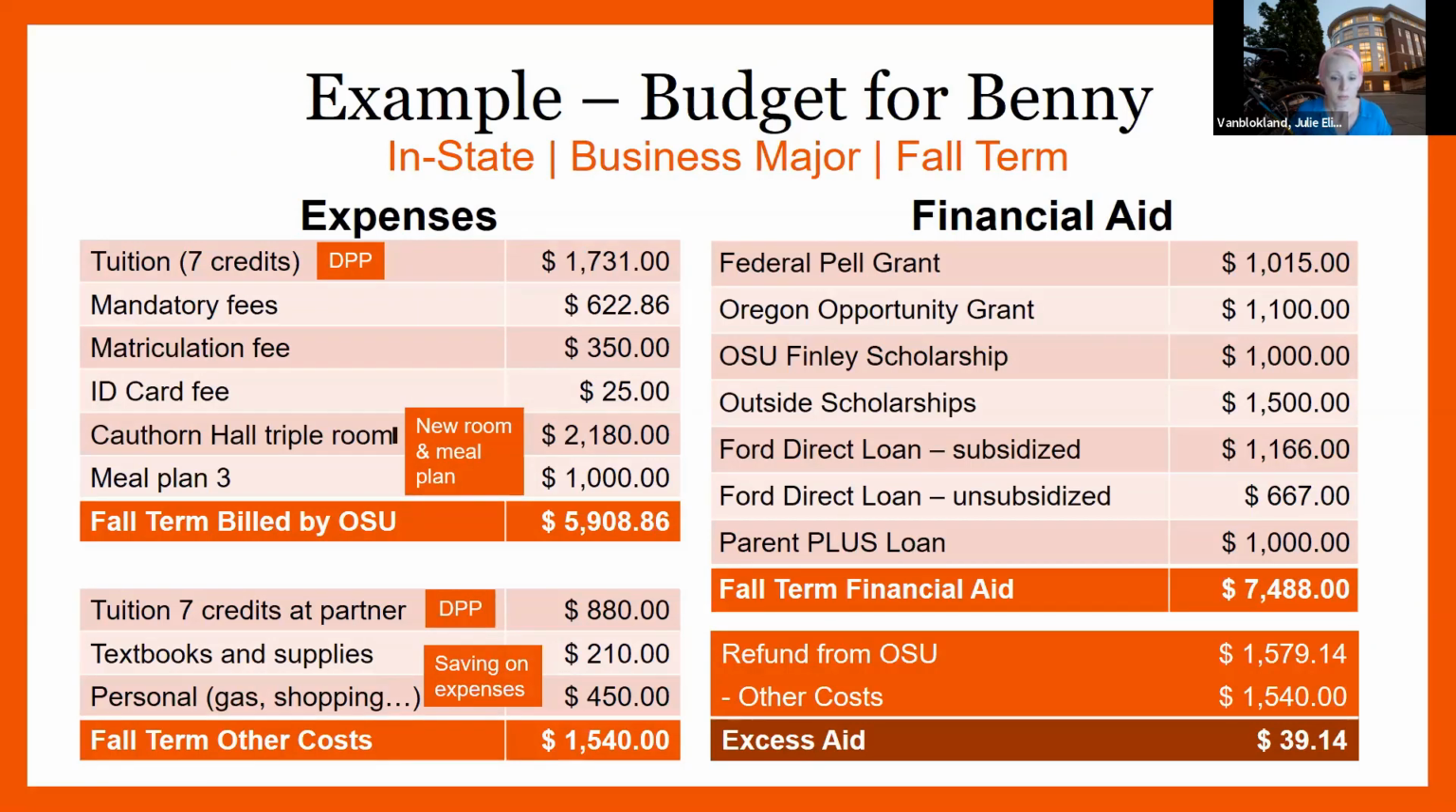Then they changed the room and dorm plan, and they also got the Parent Plus loan in this case and ended up getting a refund. And a refund can be really useful because even if you have all your charges covered for the term, you would need that refund for additional personal expenses or just to pay for your textbooks.